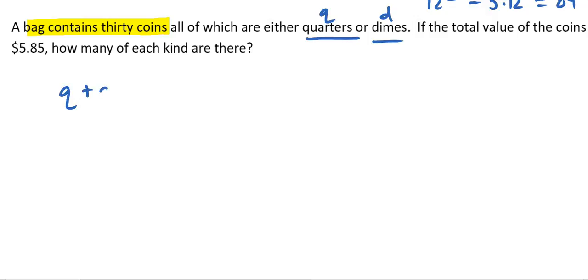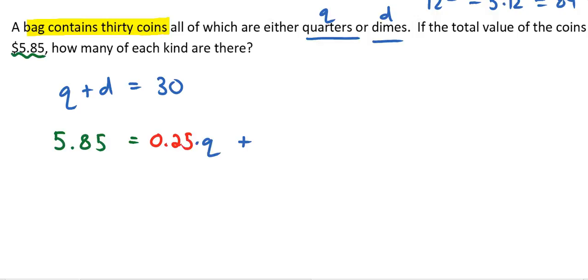So Q plus D has to equal 30. The number of quarters plus the number of dimes has to be 30. And then how do you use this 5.85? Well, I know that 5.85 has to equal the value of a quarter, which is 0.25, times the number of quarters, plus the value of a dime, which is 0.1, times the number of dimes, right? If you take the value of the quarters times the total number of quarters plus the value of a dime times the total number of dimes, that will give you 5.85.